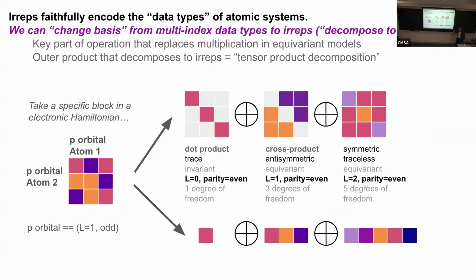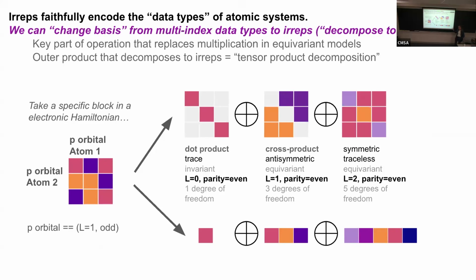The trace of this matrix is a scalar. It is invariant under rotation. The anti-symmetric part of this matrix corresponds to what you get from the cross product, so it's actually a pseudo-vector. And then last but not least, the symmetric traceless part of this matrix, the symmetric part modulo the dot product, is going to be an L equals 2 even parity object.